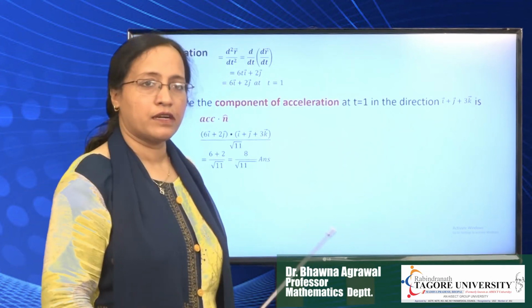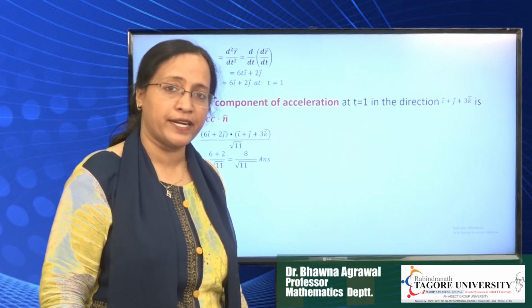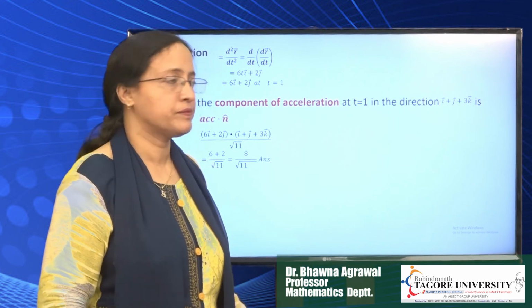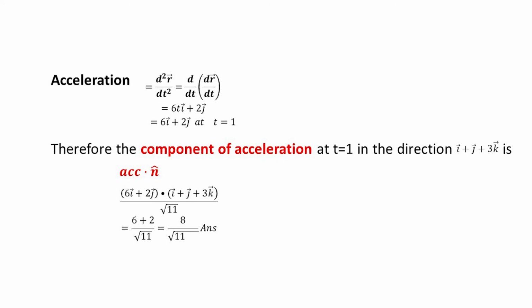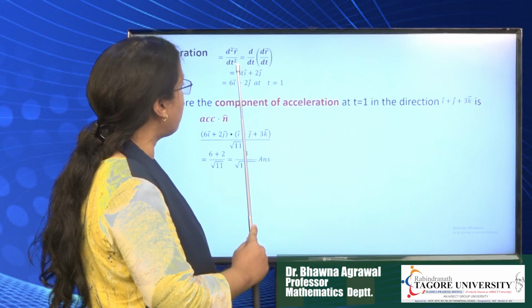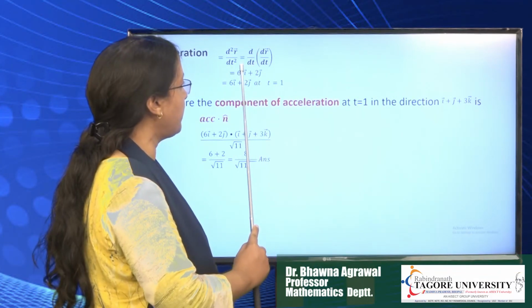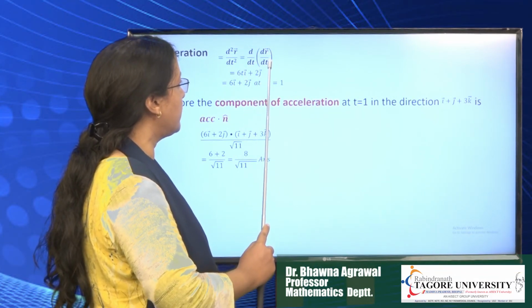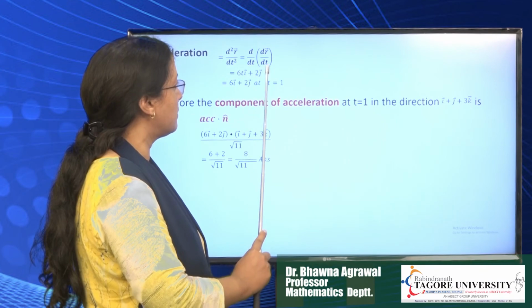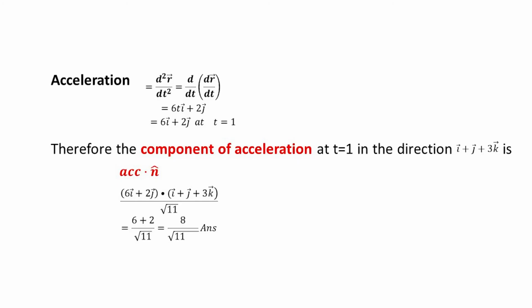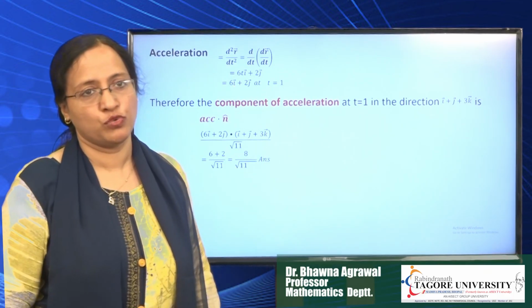Now for finding the component of acceleration, first we have to find the value of acceleration. Acceleration is the double differentiation of r, that is, d by dt of dr by dt. Dr by dt can be written in this form. The value of this will be 6t i plus 2k. At t is equal to 1, the value of acceleration is 6i plus 2j.